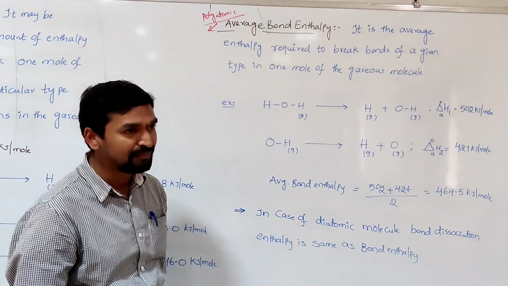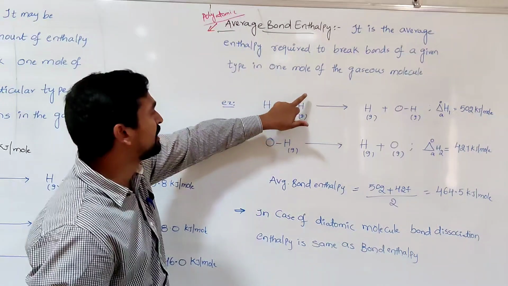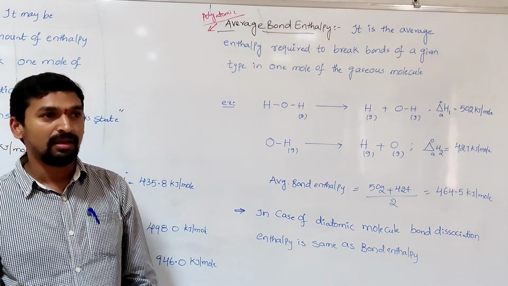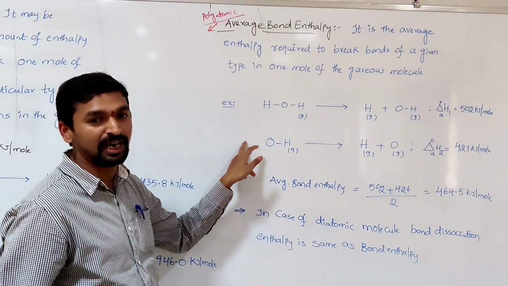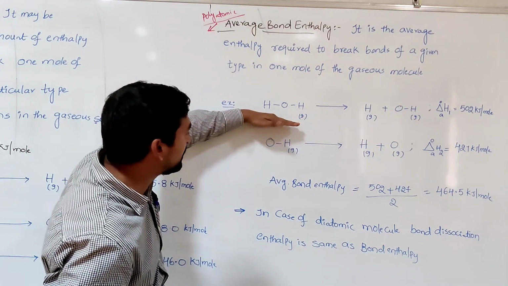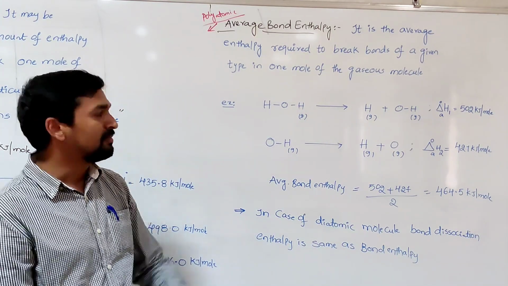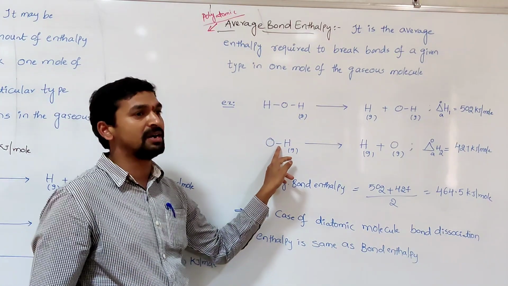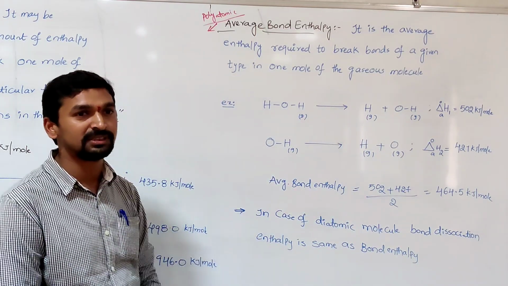The reason is, in the first case, when you are breaking the first OH bond, the chemical environment is that oxygen is attached to two hydrogen atoms. In the second case, when you are breaking the second OH bond, no other hydrogen atom is attached to the oxygen. Only one hydrogen is attached. The chemical environment completely changes. So from the first step to the second step, when the chemical environment changes, that affects the bond energy. That's why the energy is different from the first step to the second step.